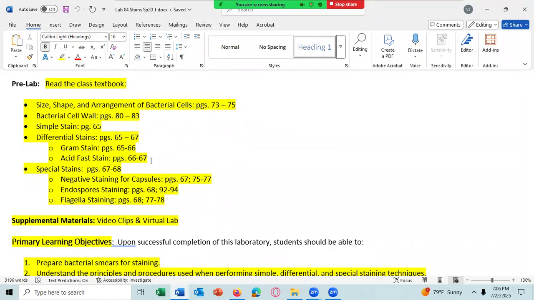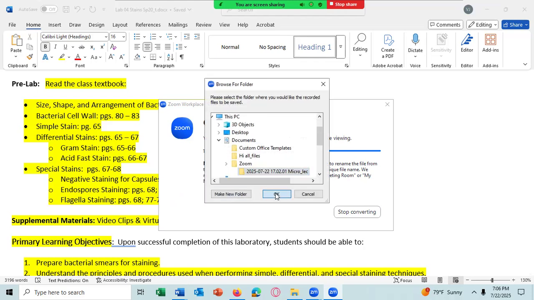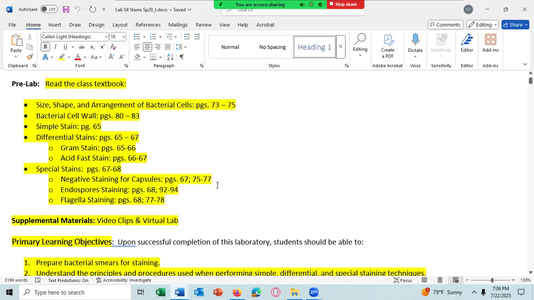There's this negative stain for staining capsules on page 67 and page 75 to 77. There's the endospore stain. Oh, good. The lecture file just finished. My computer will now speed up. The endospore stain on page 68 and page 92 to 94. And the flagella staining on also page 68 and then page 77 to 78. Any questions about the reading?